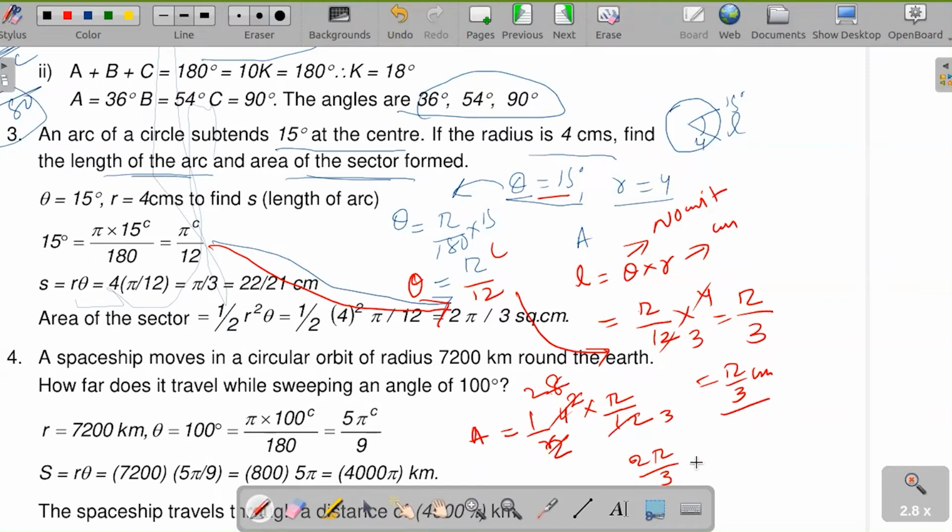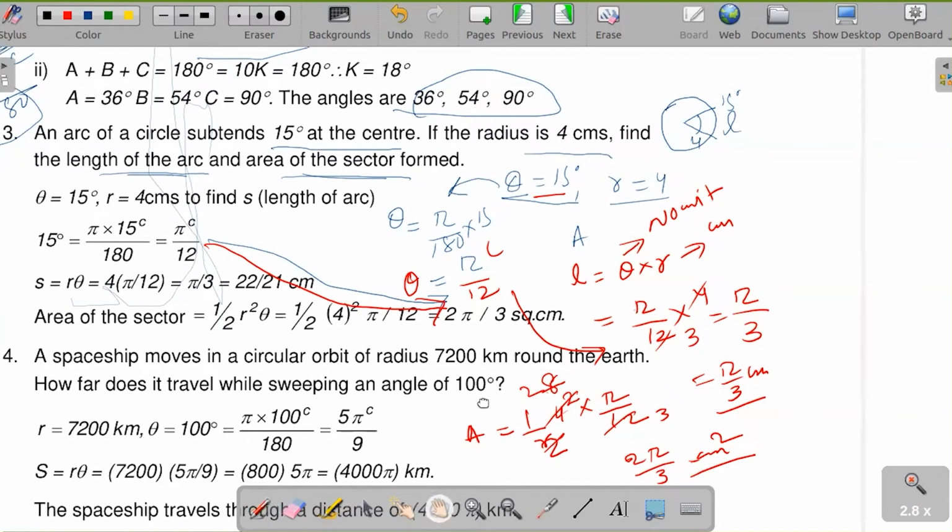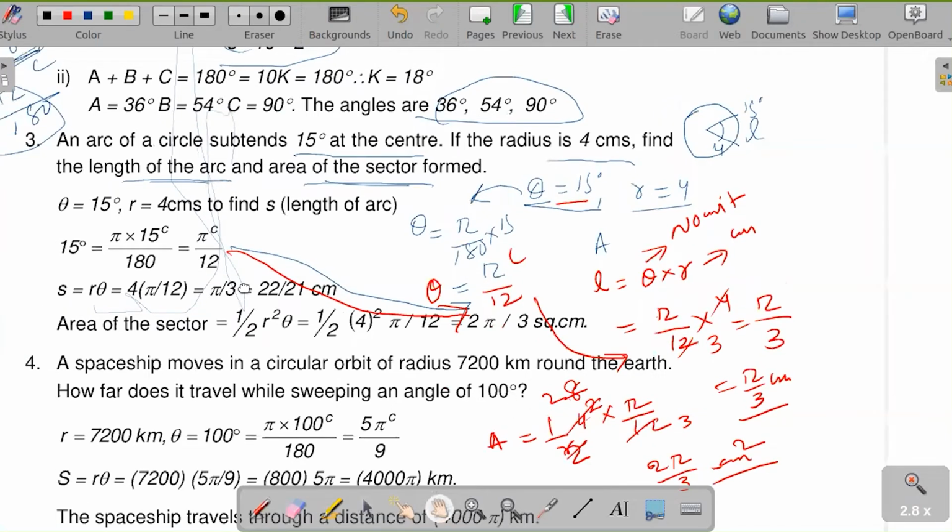Centimeter square, because it is area. Okay. So this question, anyone have doubt? Number 3.